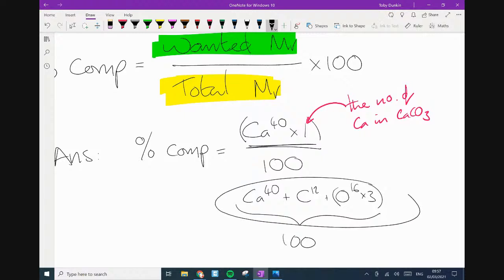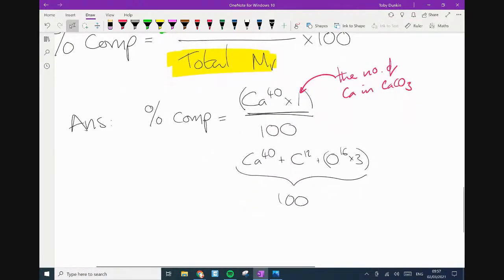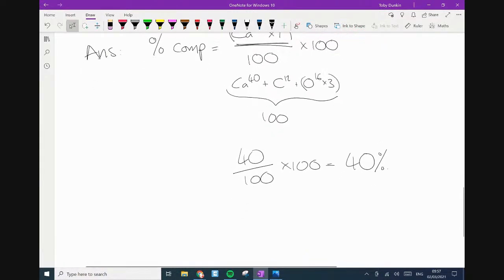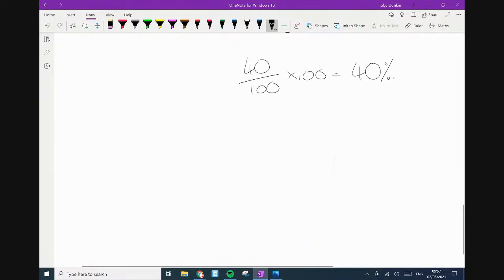Now, just to say, one of the most common mistakes that students make at this point is they write this here. You're not allowed to do that in an exam. I'm just warning you. Yeah? So in this case, I now need to do times 100. So my final calculation is 40 over 100 times 100. So the calcium in limestone is 40%. This is not difficult.